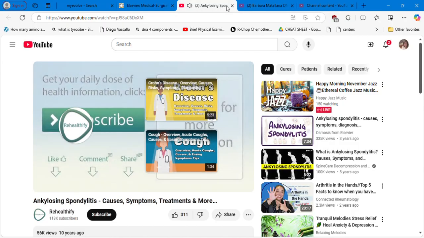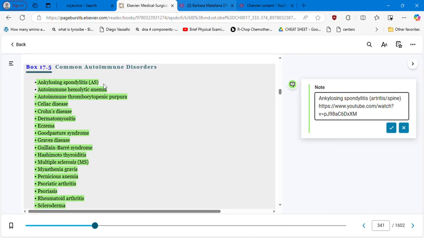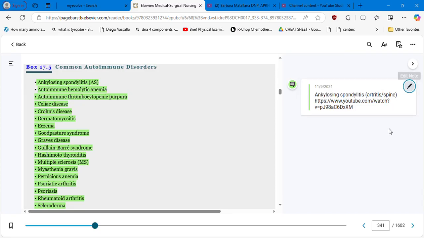Thank you very much. So there you go. You have the definition of ankylosing spondylitis. Okay, there are 3 Ds of the spine. Also, we have autoimmune hemolytic anemia, autoimmune thrombocytopenic purpura.